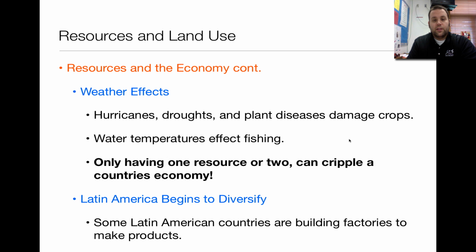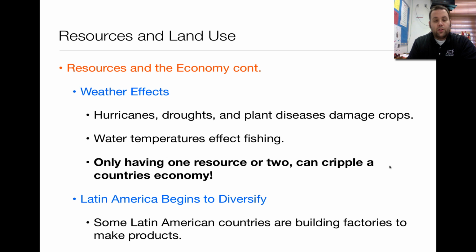If the water temperature rises, it's going to influence fishing. Why is that? Because certain fish have to live within a certain temperature of water. If it gets too warm, they can't live there. If it gets too cold, they can't live there. It has to remain within a certain temperature. So they'll move on to other places. Well, if they move on, nobody knows where they're going to move. So the fishermen have to try to find new places. All right. So having just one or two resources that your economy depends upon is what cripples countries' economies.